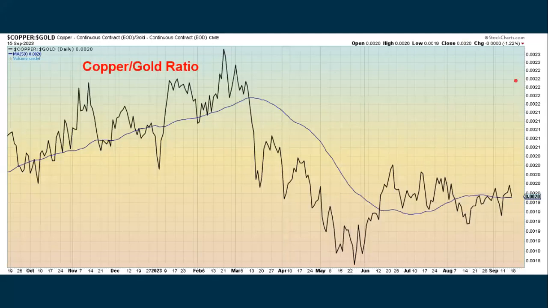We compare copper to gold. When copper's doing well and outperforming gold, generally that means the economy is doing better. When gold outperforms, that means that maybe the economy is having some problems. We're pretty much going sideways right now with this overall ratio.